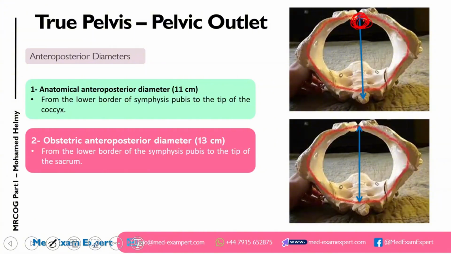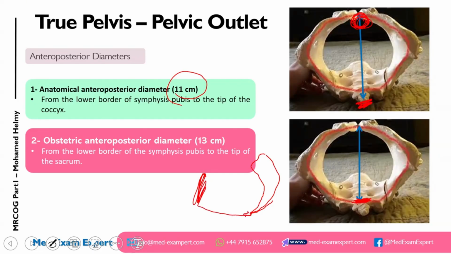One line to the tip of the coccyx and one line to the tip of the sacrum itself, the lower border of the sacrum. This is the coccyx, the tip of the coccyx. Here is the tip of the sacrum, the lower border of the sacrum. The one to the tip of the coccyx is called anatomical anteroposterior diameter, and this is 11 centimeter, because we know that this is the concavity of the sacrum like that, and this is the tip of the coccyx. This is the symphysis pubis.